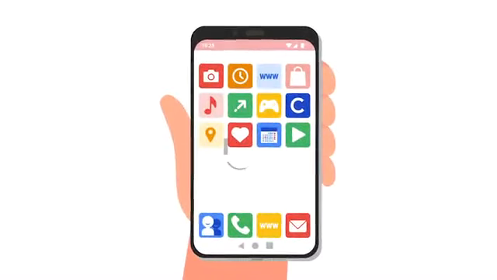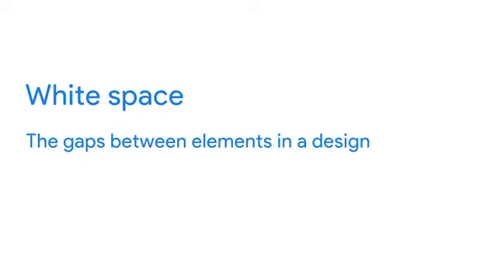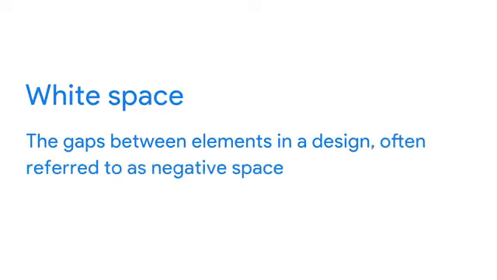When we write, we leave a space between every word in a sentence. Or, when we look at the home screen of our phones, there is space between each app icon. In UX design, this is called white space. White space is the gaps between elements in a design. Keep in mind, white space is often referred to as negative space.